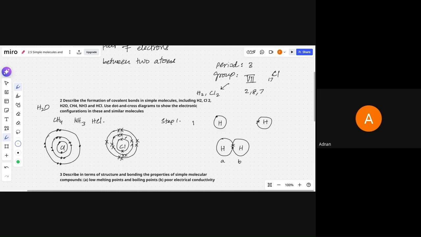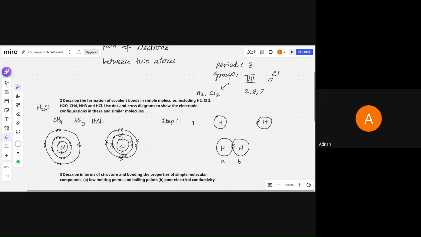Okay, so now in the second step, you should again ask yourself how many electrons are needed for each chlorine atom to have a complete outer shell. So 7 electrons are already there, and in the third shell, the maximum number of electrons that can be accommodated is 8. So each chlorine atom will need one electron, right? So in total, 2 electrons will be shared, just like the hydrogen molecule.